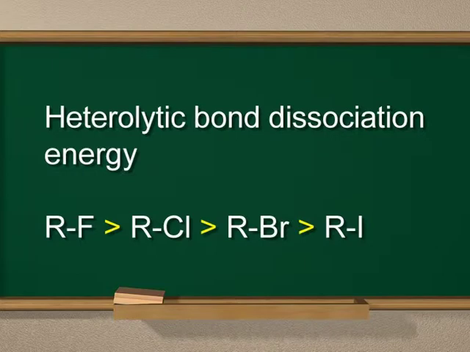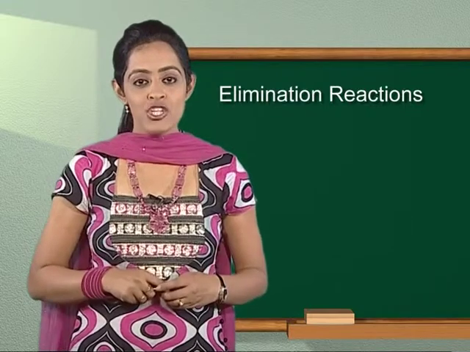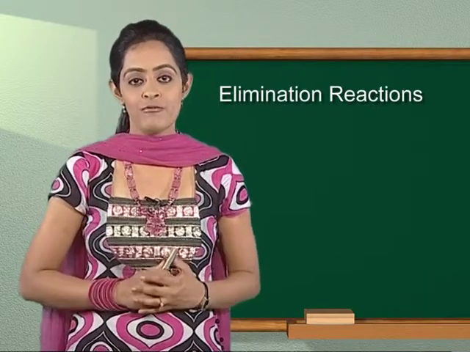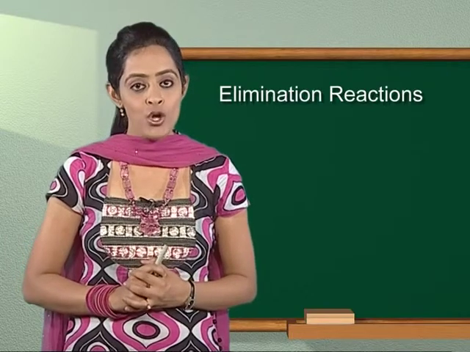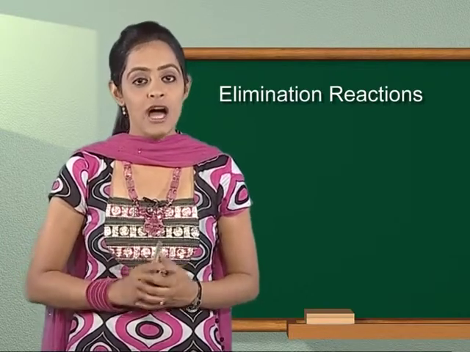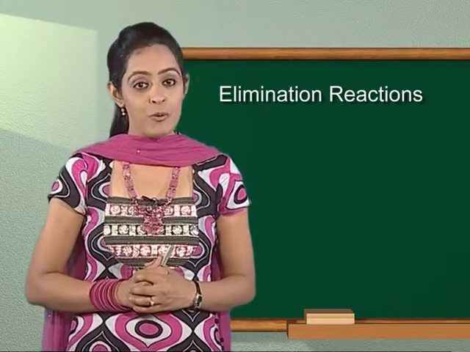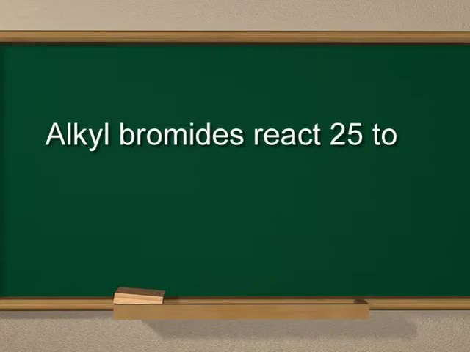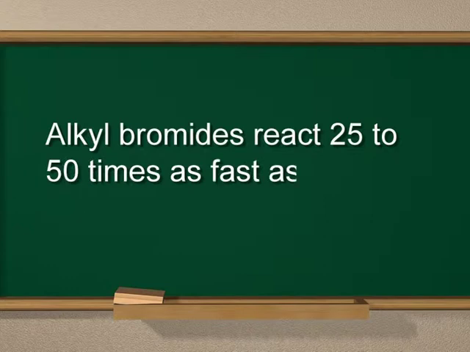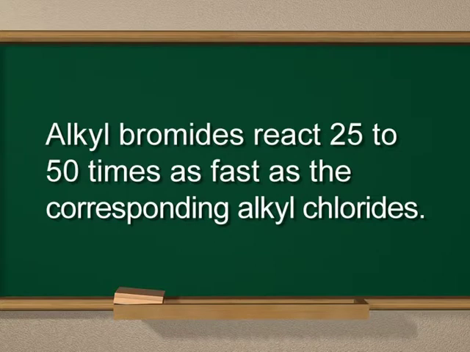Can you tell me the reason why? This is due to the small size of the fluorine atom, which attracts the alkyl group more strongly than the iodide ion, with the rate of reaction reflecting the ease of breaking the carbon halogen bond. The differences in rate are quite large. For example, alkyl bromides react 25 to 50 times as fast as the corresponding alkyl chlorides.